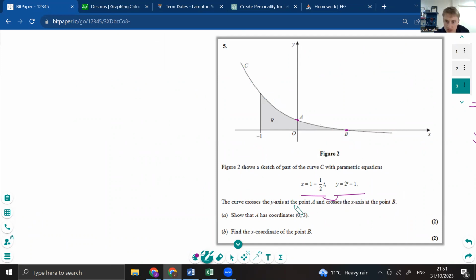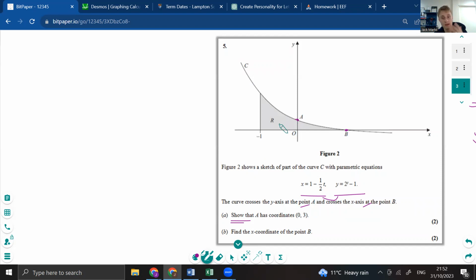So the curve crosses the y-axis at A. Yeah, I can see that. And the x-axis at B. So I'm allowed to use that information. That's why they've told me that. Show that A is 0, 3.